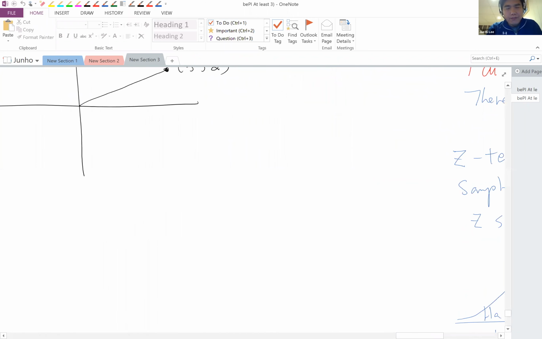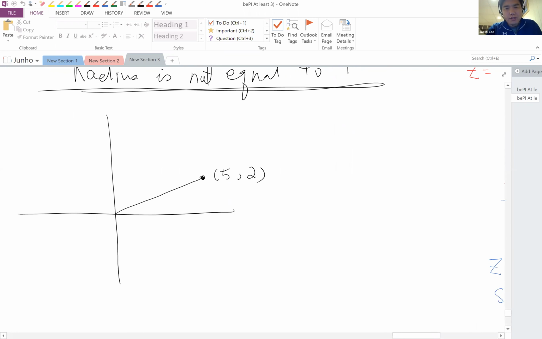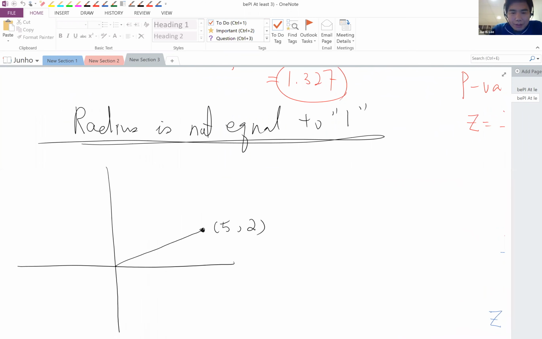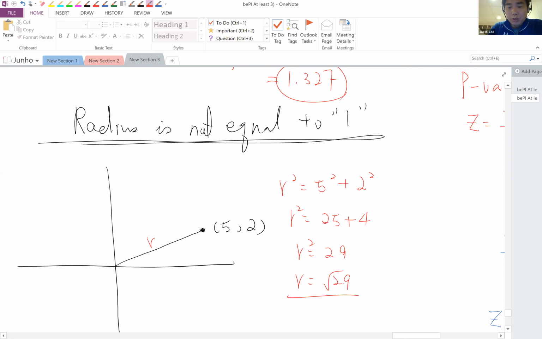Okay. So I'm sure this is the case of radius not equal to 1. Using the Pythagorean theorem, I'm going to say this is the radius r. So r squared equals 5 squared plus 2 squared, which means r squared equals 25 plus 4. So that is 29. Therefore r equals root 29, and we know that root 29 is not equal to 1. So it is not a unit circle anymore.